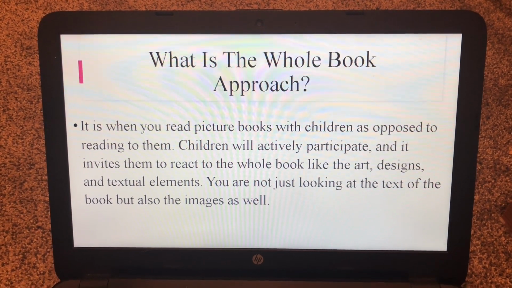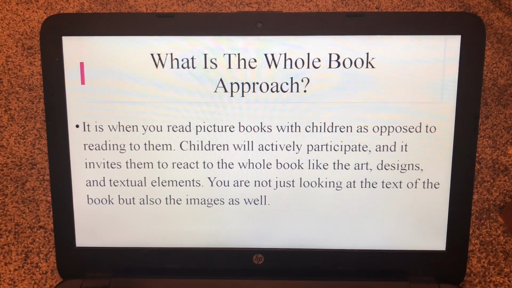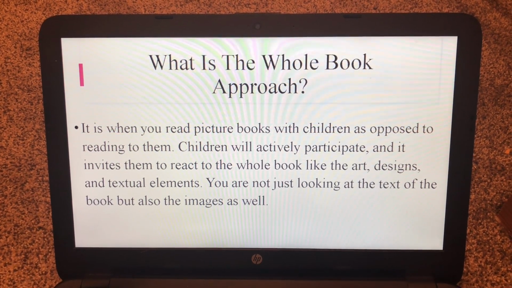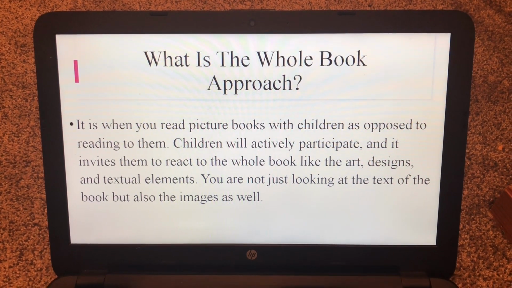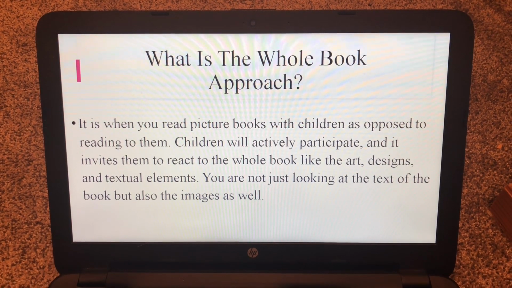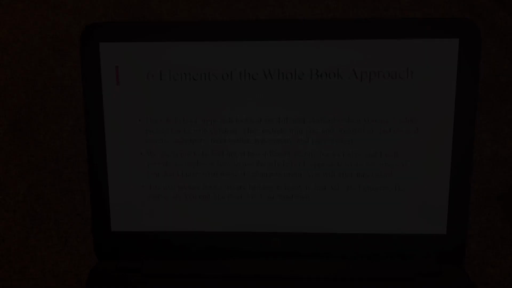You may be thinking, what is the whole book approach? It is when you read picture books with children as opposed to reading to them. Children will actively participate, and it invites them to react to the whole book, like the art, designs, and textual elements. You are not just looking at the text of the book, but also the images as well.